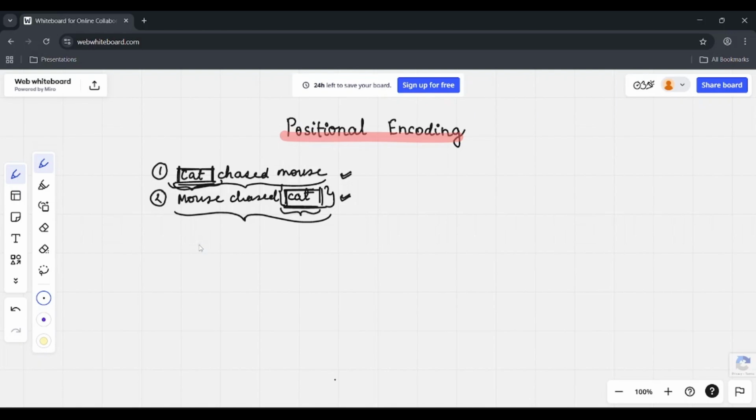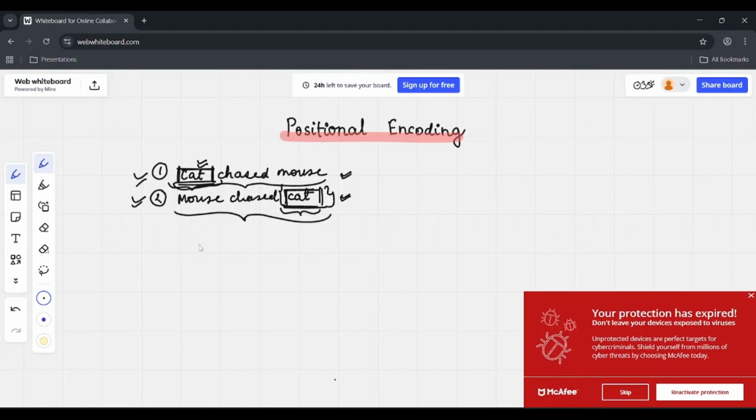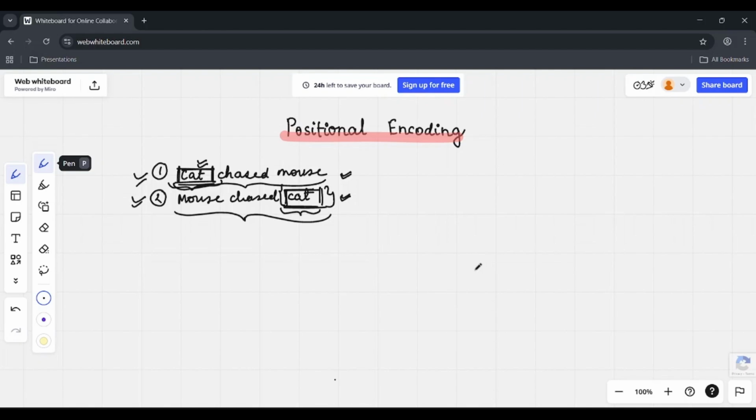But if we look at these two sentences, it's quite obvious that we must capture the position, right? Because the position in which the words are occurring determines the meaning of the sentence, isn't it? Because here the cat is acting like a predator. It's chasing the mouse. But if you consider the second sentence, then the mouse is chasing the cat. So the cat is acting like a prey. So since the meanings are different, their contextual word embeddings should also be different, right?